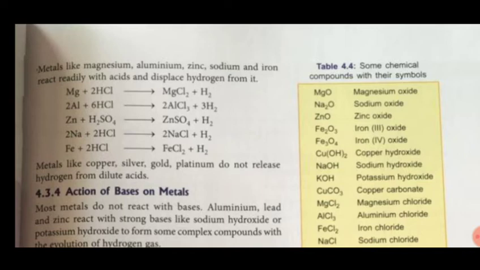Magnesium reacts with HCl to form magnesium chloride, aluminium reacts with HCl to produce aluminium chloride, zinc reacts with sulfuric acid or H2SO4 to form zinc sulfate, sodium and iron react with HCl to form sodium chloride and iron chloride respectively, all with the production of hydrogen gas. And the metals like copper, silver, gold and platinum do not release hydrogen from the dilute acids. So they don't react with the dilute acids.